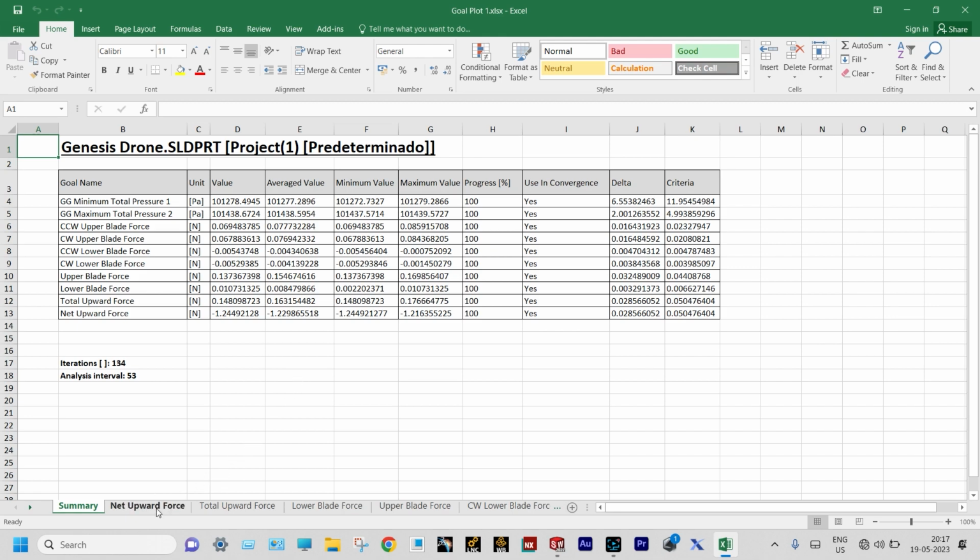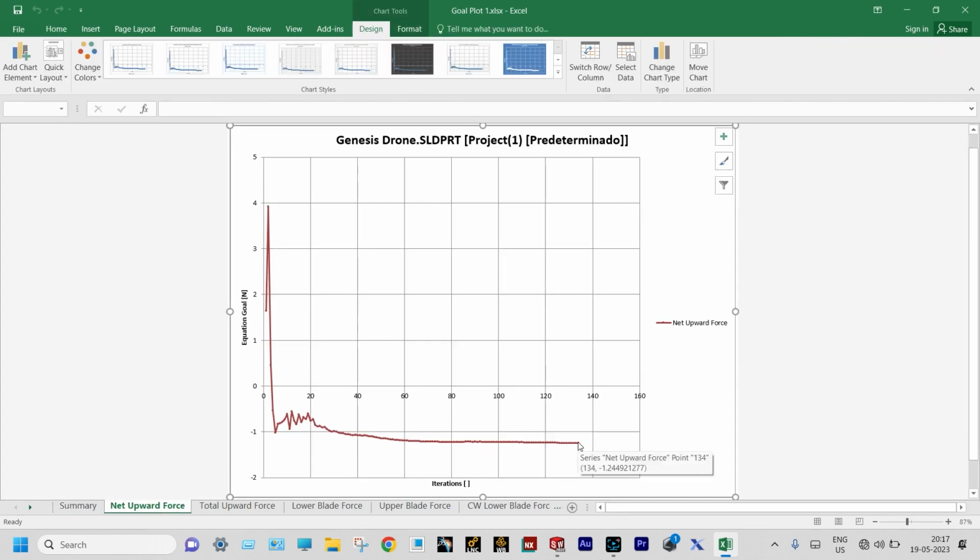Next one is net upward force. That means it is the total upward thrust minus weight of the drone. It should actually be positive. It is negative, which means what I told is perfect. That means the force generated in the upward direction is not sufficient enough. It is less than the weight of the drone, so the drone will not be able to move in the upward direction. So you can see here, after 134 iterations, net upward force is 1.244 Newton, which is very less, right?